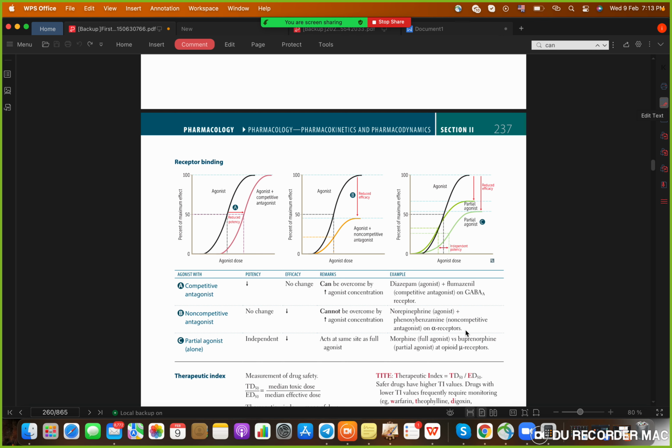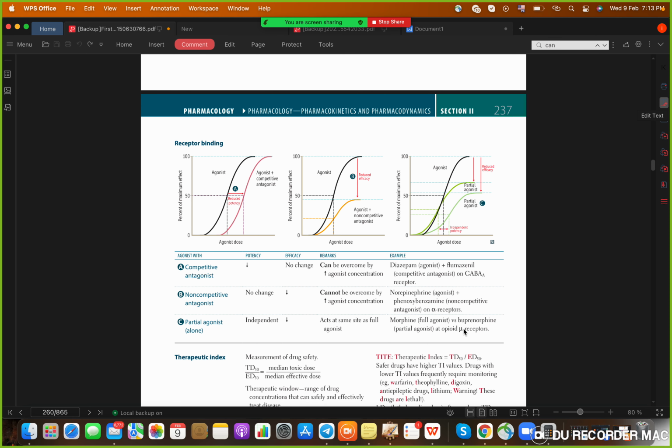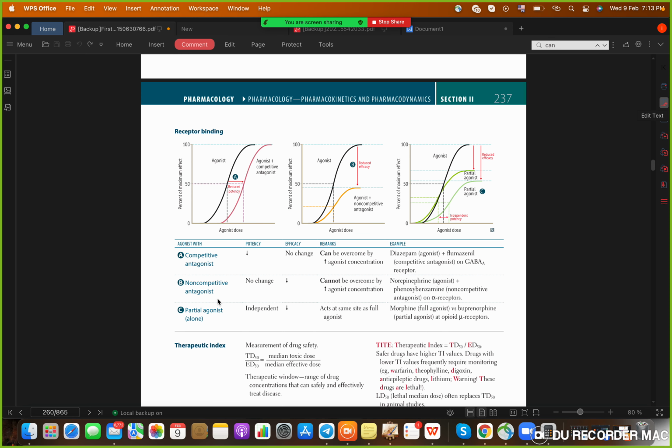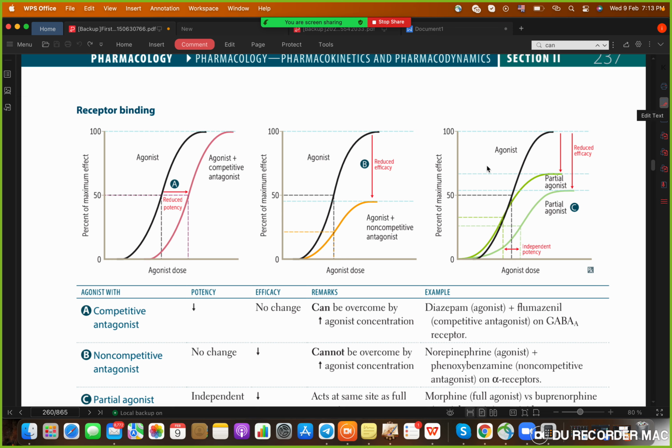So this drug is irreversible. It destroys the receptor, the alpha receptor, which means that the efficacy is going to go down, but the potency will be exactly the same. So partial agonists cannot reach the Vmax if given alone, but they work as an agonist.